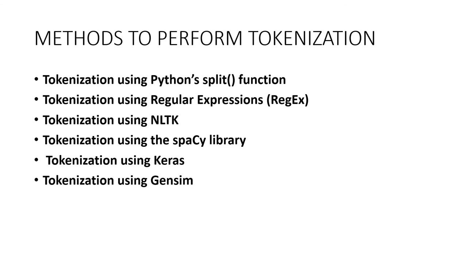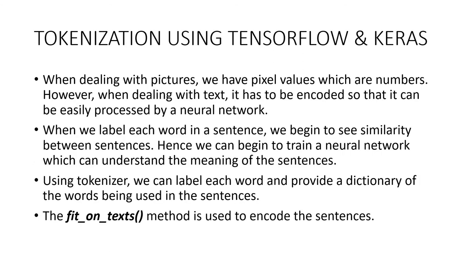Methods to perform tokenization. There are different methods available: tokenization using the Python split function, using regular expressions, using NLTK, using the spaCy library, using Keras and TensorFlow, using Gensim. Tokenization using NLTK was the second video. It's already there in the playlist. You can watch how we can do tokenization using the Natural Language Toolkit. It's in Python, and you can download it. The implementation is there in the playlist. You can watch it. Now tokenization using TensorFlow and Keras.